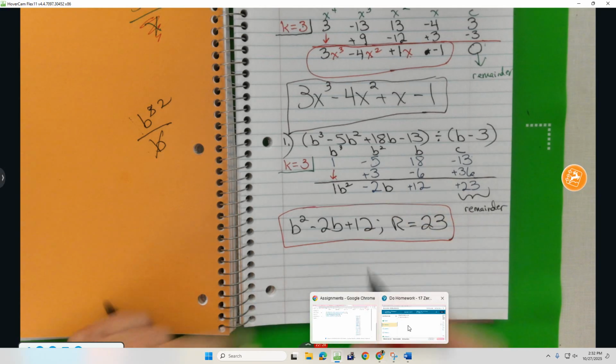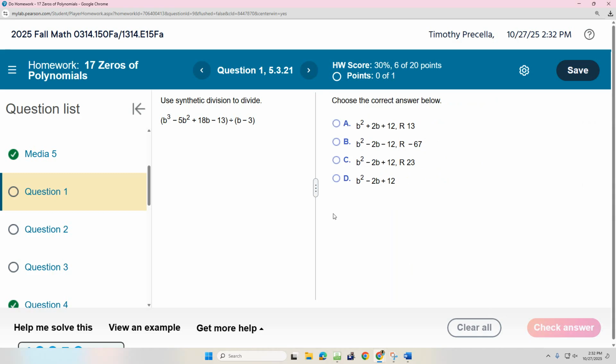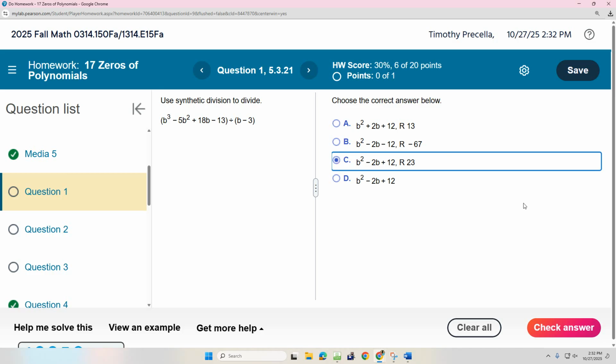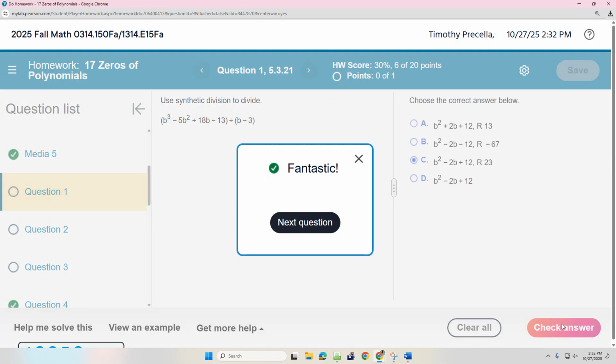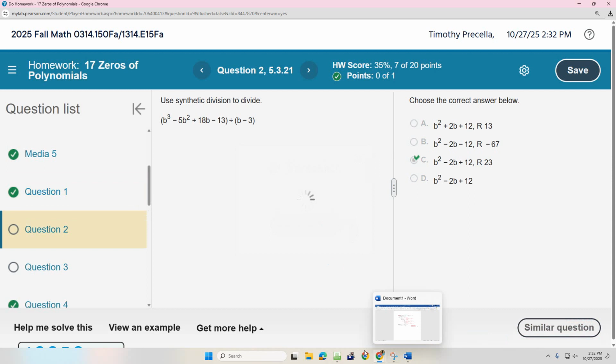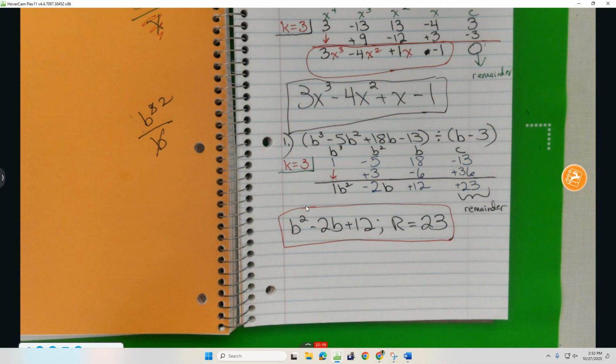This is one that's multiple choice, so let's look at those choices. A, B, C, or D. I bet you we can pick it out just based on the remainder. C, I agree. B squared minus 2b plus 12 with a remainder of 23. Any questions there? Do they have the pattern for this synthetic division? It does follow a repetitive pattern.